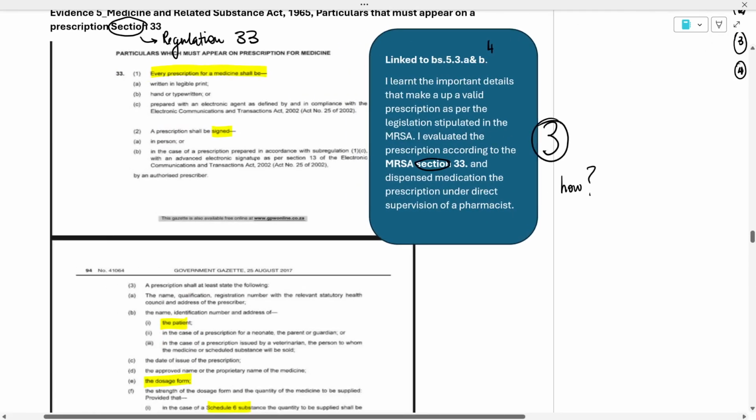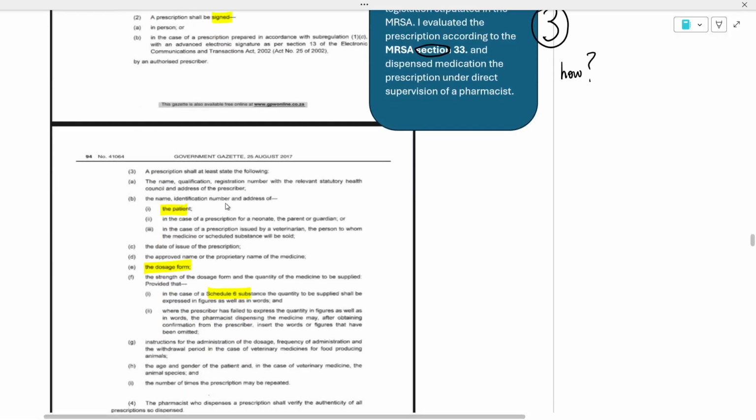Yes, I would say, I checked to see if the prescription was signed and written. I checked to see if the prescription was written or typed, and you can choose which one it was. I checked and saw that the prescription was signed either by the person or there was an electronic signature. I then confirmed the identity of the patient, but maintained confidentiality.